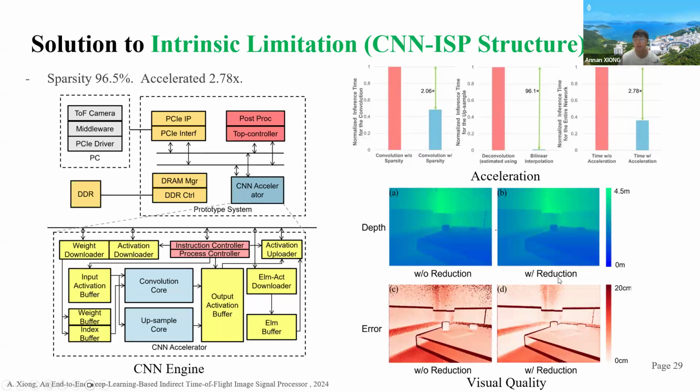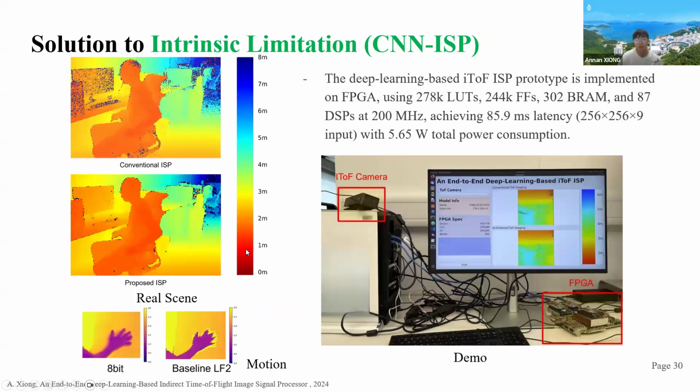Here shows the visual quality of this method. As you can see, the multipath interference, reflections, and shot noise have been clearly reduced. We also test this system in real cases. As you can see, the noise we want to address is clearly suppressed, and also in motion situations, we can achieve a better result compared to the baseline.